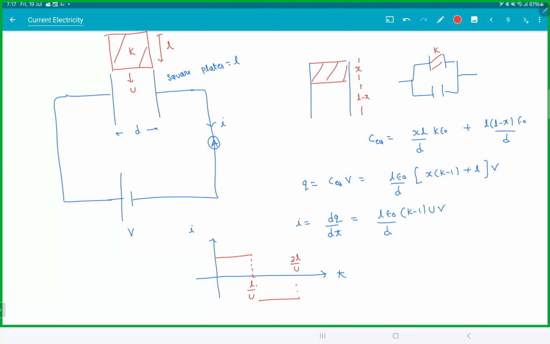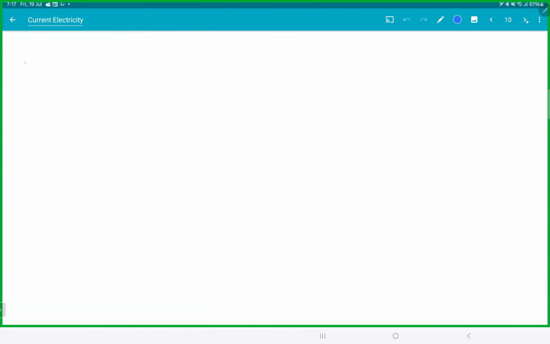Are you getting this? When the dielectric is entering the capacitor, capacitance will increase from 0 to L by U. Once it has completely entered, the dielectric starts going outside. So charge will decrease again. So current is coming out of the battery in one case and going into the battery in the other. So the direction of current will change, meaning it looks like this.